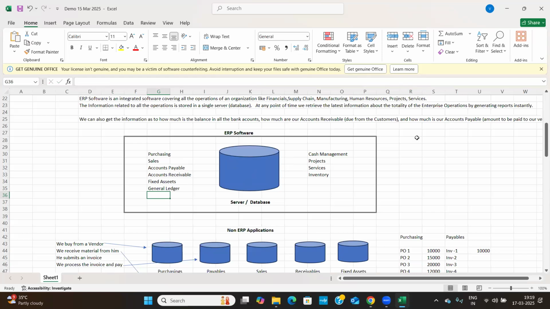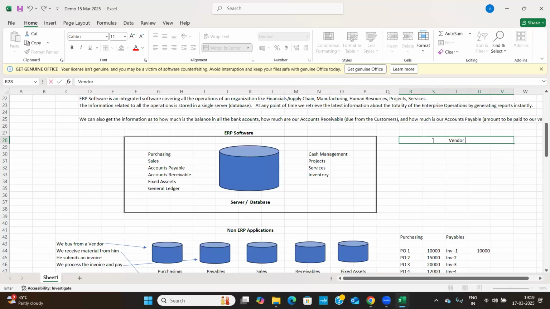So now we can get a report. How much is due from this? You can generate a report from this common place. One report, say, vendor payment details. Vendor payment details. This is a report you can generate from the system.